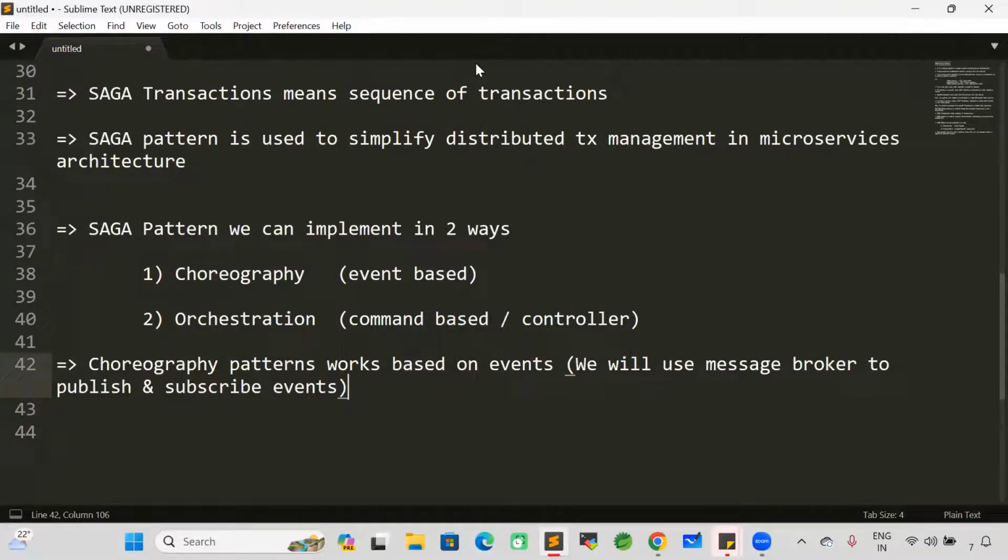Yeah, so we are good with this. Theoretically, we understood what SAGA is and why we need to go for SAGA. Tomorrow we are going to implement this SAGA pattern with the choreography approach. Good, thank you. Anybody having any questions? You can unmute and ask me.